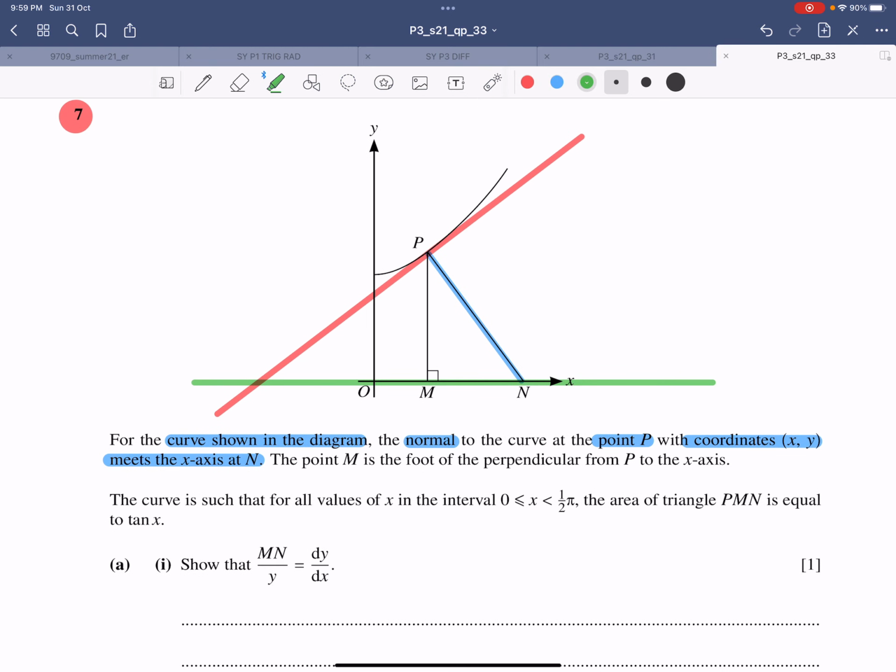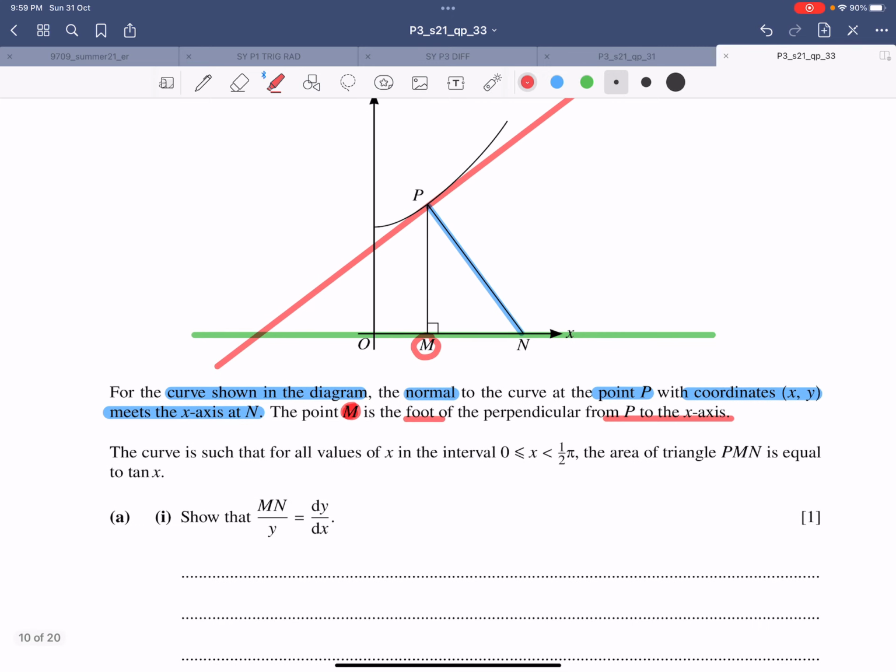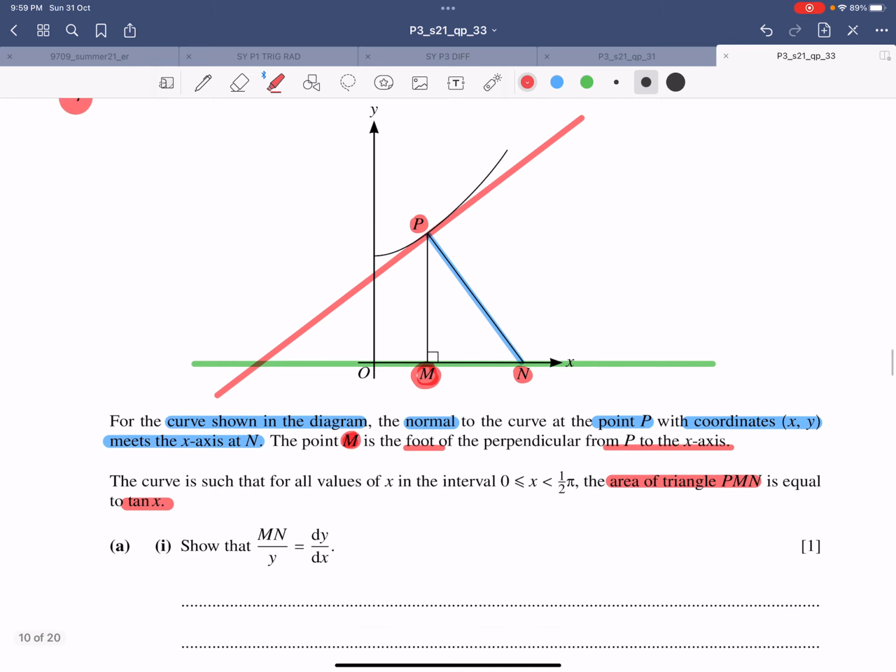Now the question says, the point M is the foot of the perpendicular from P to the x-axis that is seen over here. The curve is such that for all values of x in this interval, the area of triangle PMN, this is P and this is M and this is N, the area of this triangle is equal to tangent of x. Now let's get started.